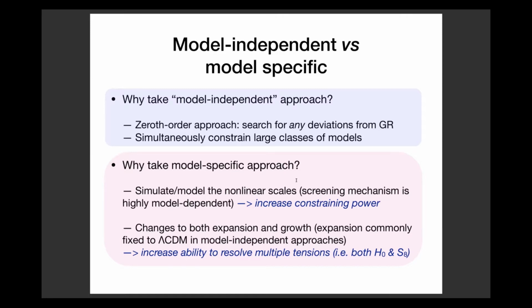The model-specific approach also allows us to change both the expansion history and the growth of perturbations in a unified way. In the model-independent approaches, we commonly just fix the expansion rate to the lambda CDM expectation, and we just look at the impact on the growth. But in the model-specific approach, these two come in a single package, and it allows us to resolve multiple tensions in an easier way. So it allows us to resolve both the H0 and S8 tensions.